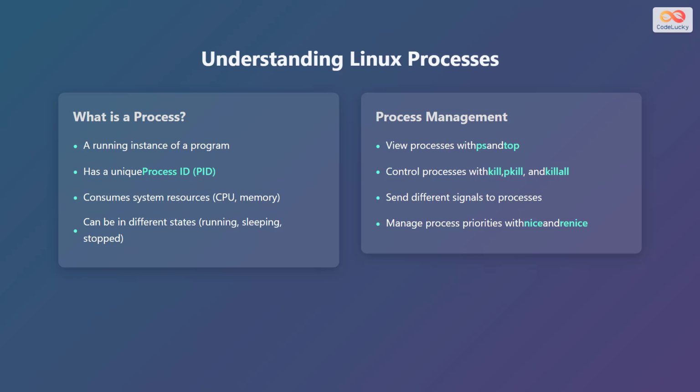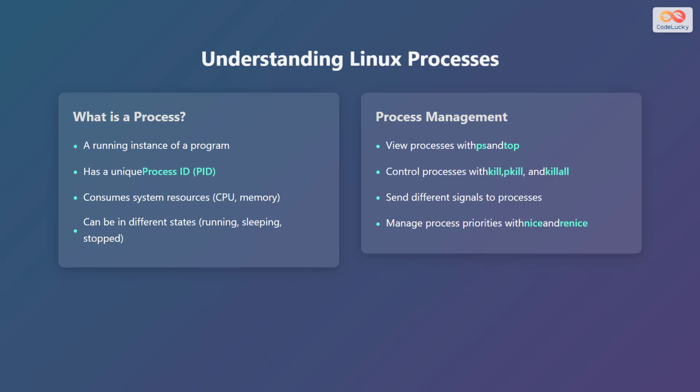Before diving into the commands, it's important to understand what a process is in Linux. A process is a running instance of a program. Each process has a unique process identification number, or PID, which is a numerical identifier that the operating system uses to track it. Processes consume system resources like central processing unit, also known as CPU, and memory. And they can be in different states such as running, sleeping, or stopped.